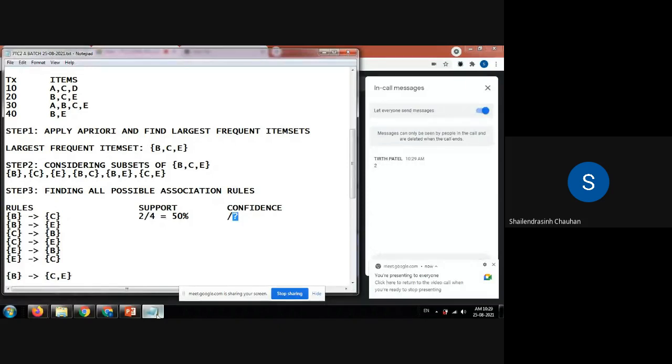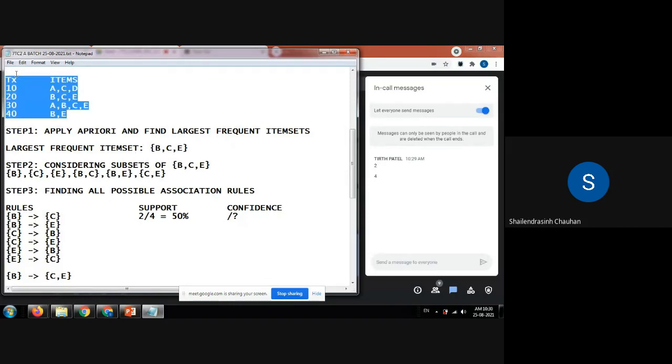Observe again, Tirth. Out of all transactions, how many transactions are having B? How many customers have purchased item B? In other words, in how many transactions are you having B?